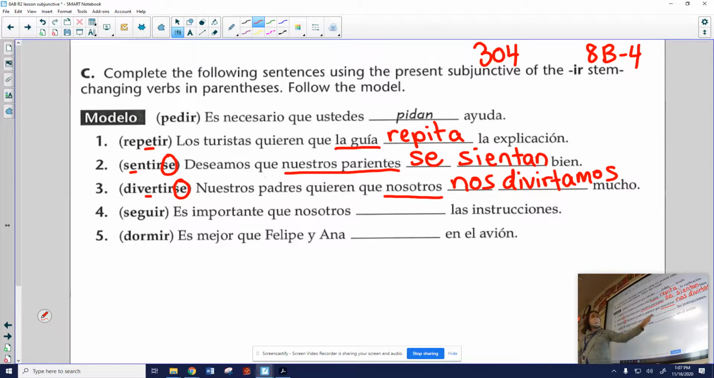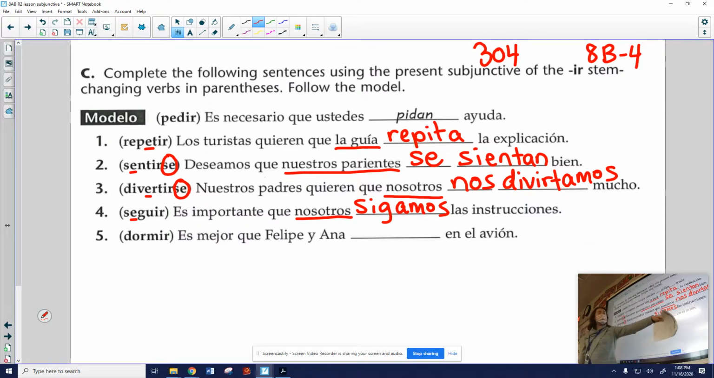Número 4, it's important that we follow the instructions. Nosotros, seguir, is an E to I stem changer. And E to I stem changers have a stem change in all forms. All 6. Sigamos. Bien.